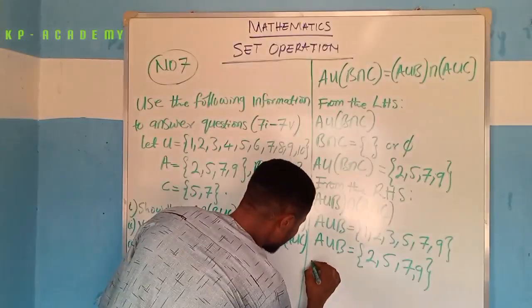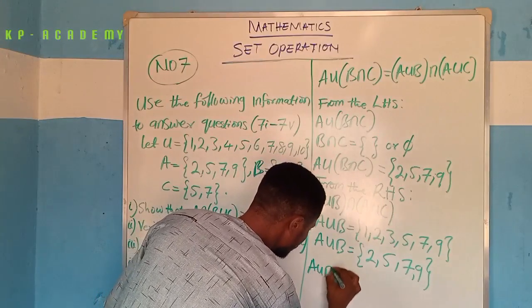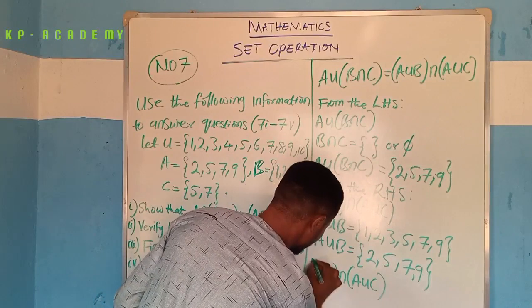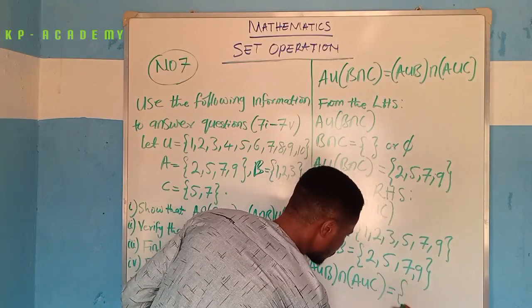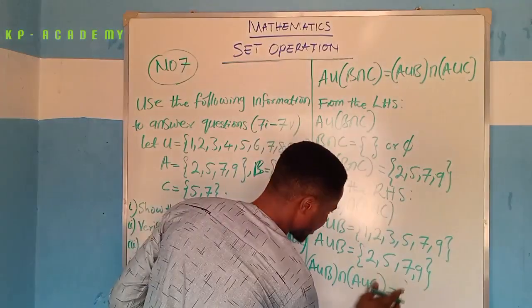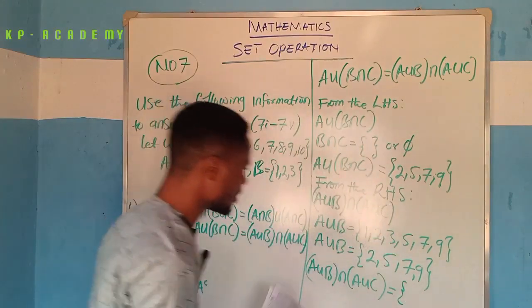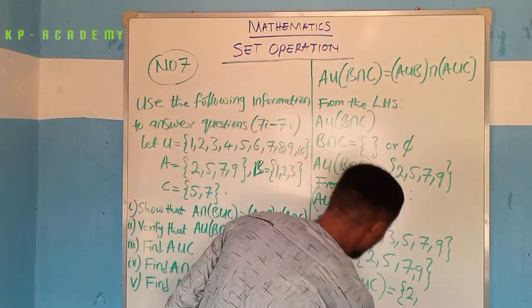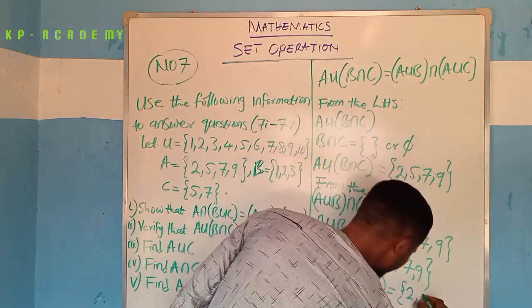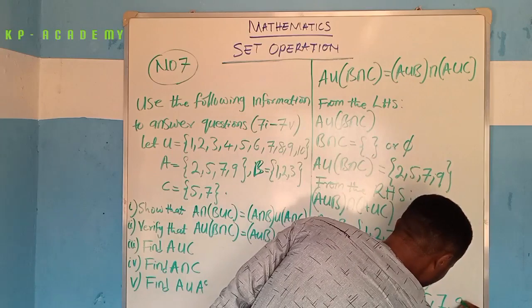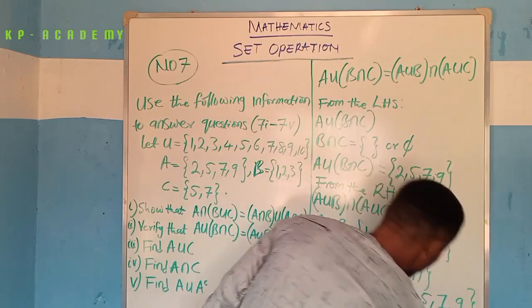Therefore, A union B intersection A union C is going to be what? Now, what do these two sets have in common? So they have 2 in common. What else do they have in common? They have 5 in common. They have 7 in common. They have 9 in common. Is there any other thing they have in common?